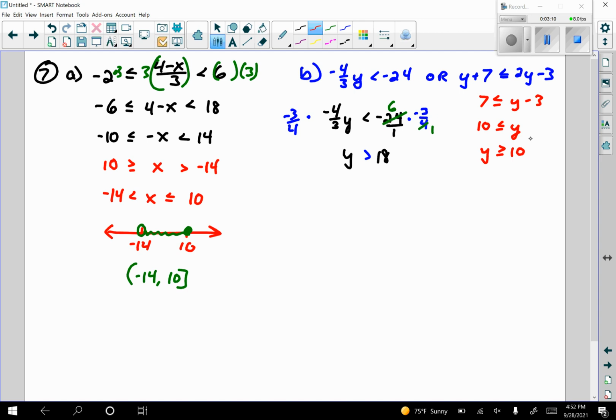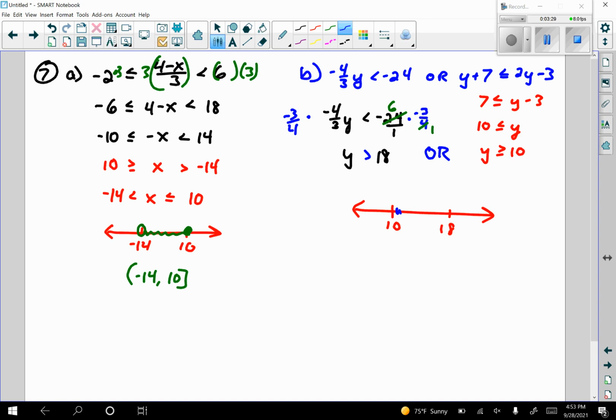So because this is an OR, let's put this on the number line. Here's my 10, here's my 18. I just need numbers now to satisfy one or the other or both. So I can't shade any numbers here because they are definitely not greater than 18. They're definitely not greater than or equal to 10.